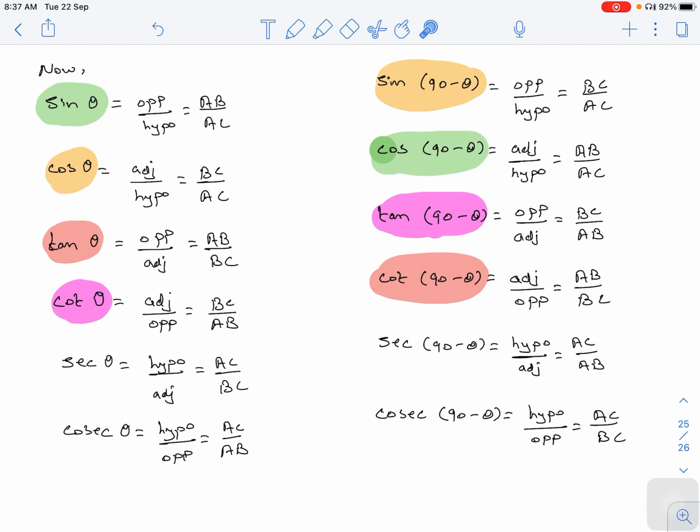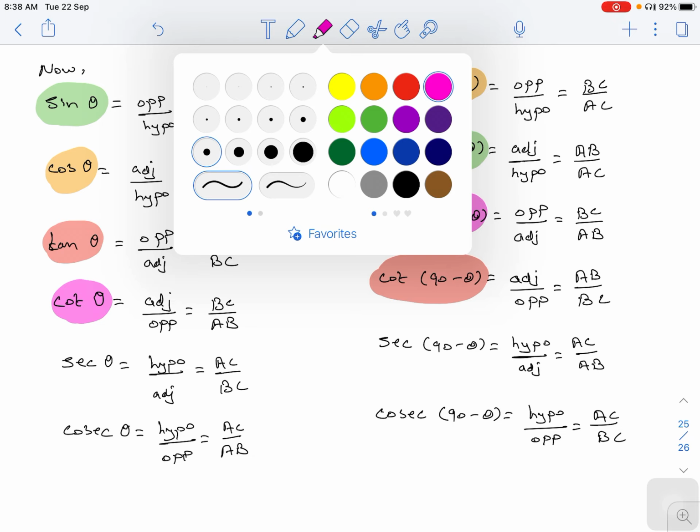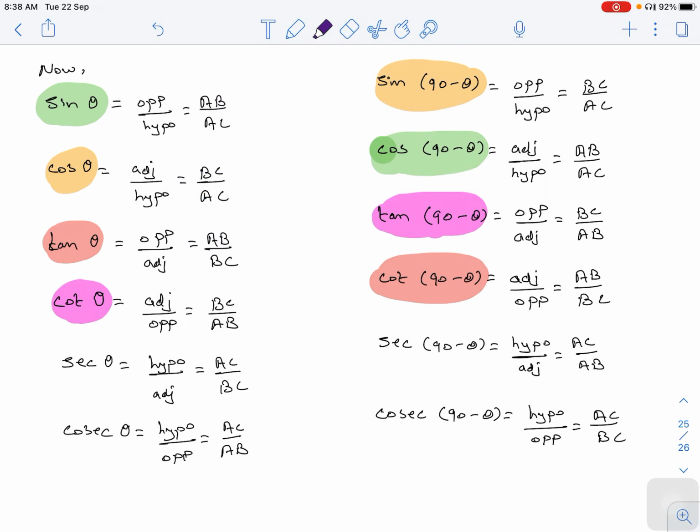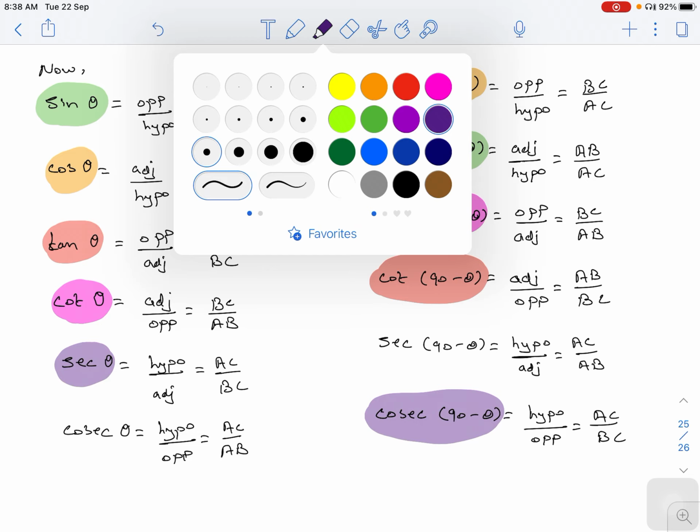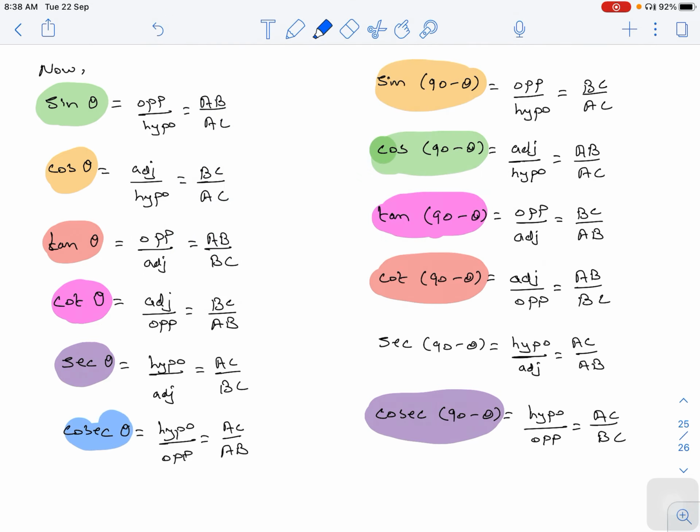The next one we have AC upon BC. So here we have to check which ratio is having AC upon BC. So here we have AC upon BC for cosec 90 minus theta. So what can we say? That sec theta is equal to cosec 90 minus theta. Okay, and finally we have cosec theta is equal to sec 90 minus theta.